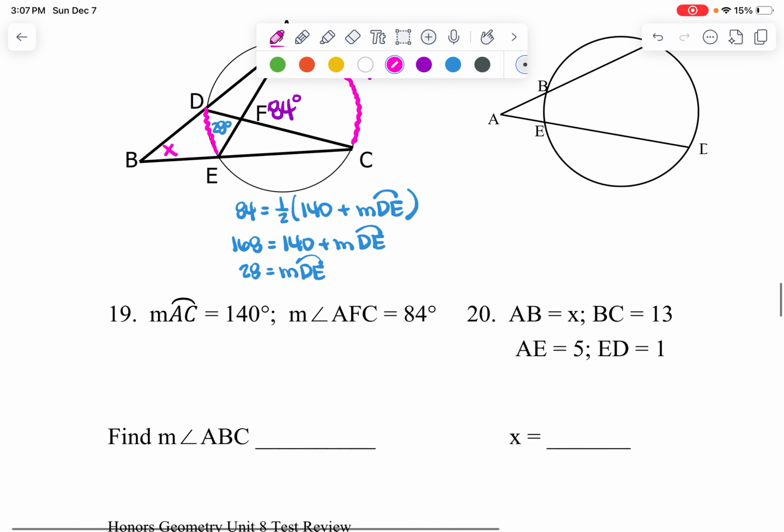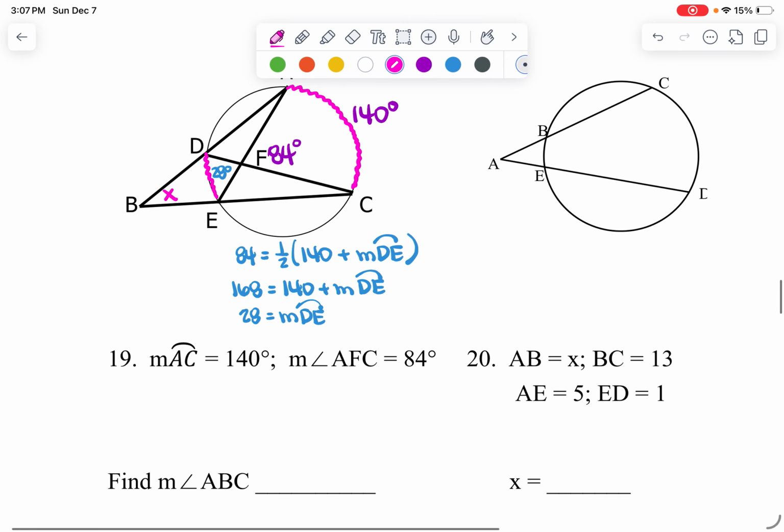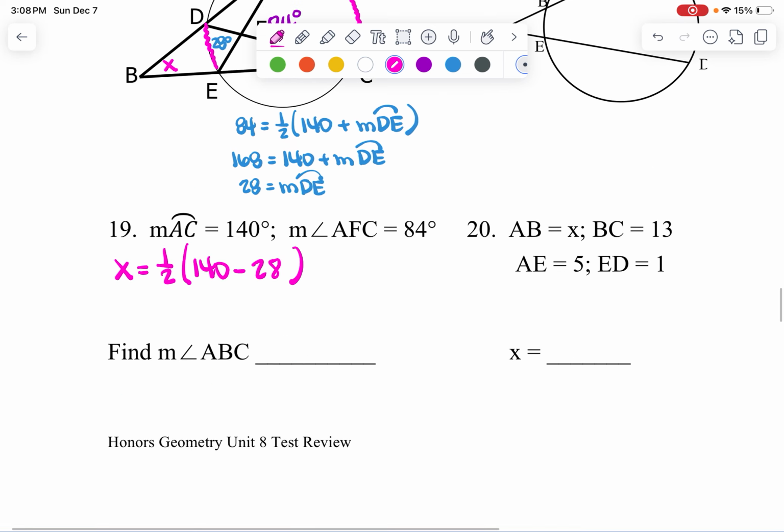Now I can solve for X because X is the outside angle, and outside angles are half the difference of their intercepted arcs, which in this case is going to be the 140 minus 28. What's that going to give us? 112, hold on, sorry. Anyway, and we're going to take half of that, so half of 112 is 56. Okay, so a little two-stepper there.